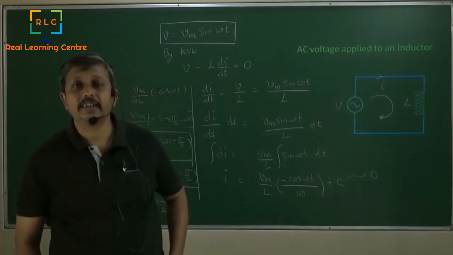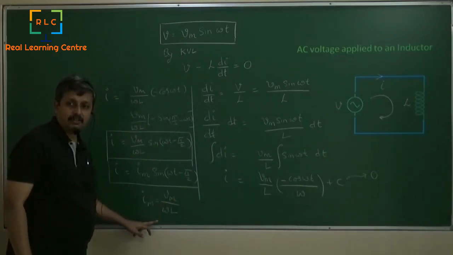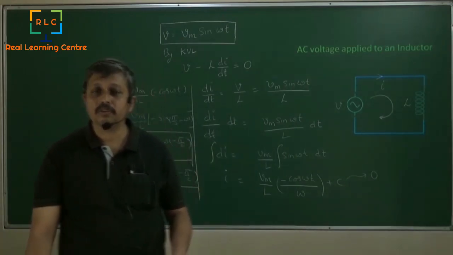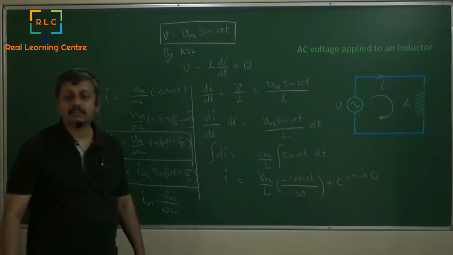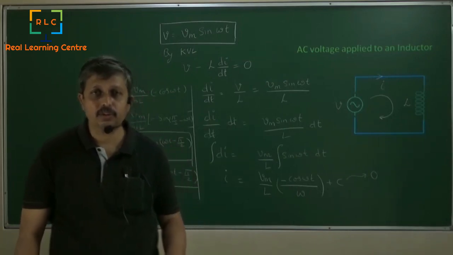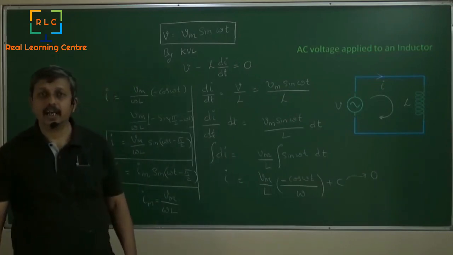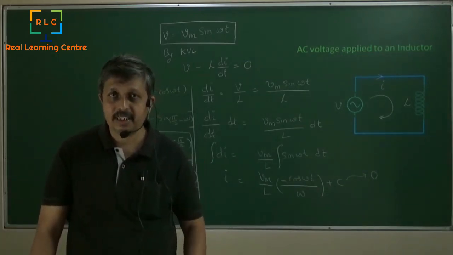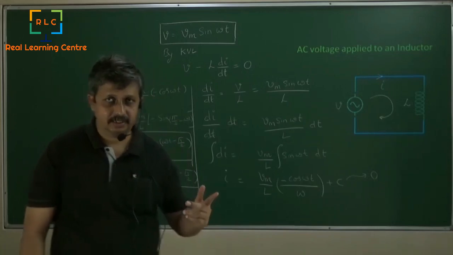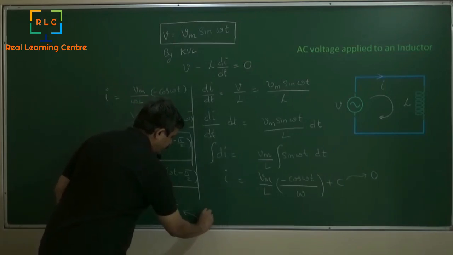If you remember, in the case of a resistor, we got I max as V max by R. That means the denominator was a kind of a resistance. So current is equal to voltage by resistance was very nicely Ohm's law. So we accepted that. Here actually the denominator is not a resistance. So we call this denominator similar to resistance but inductive in nature. We call that reactance.